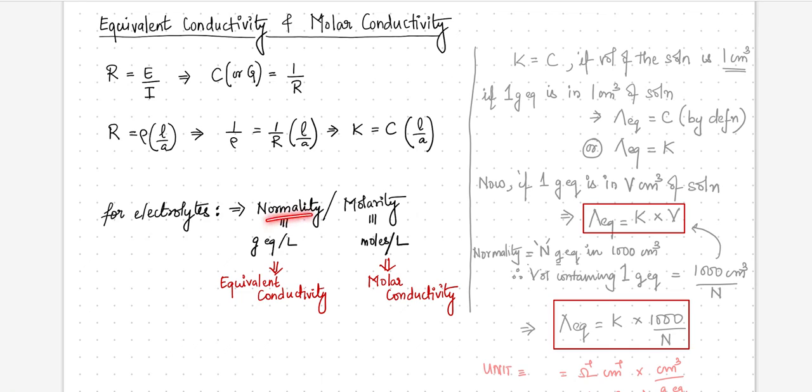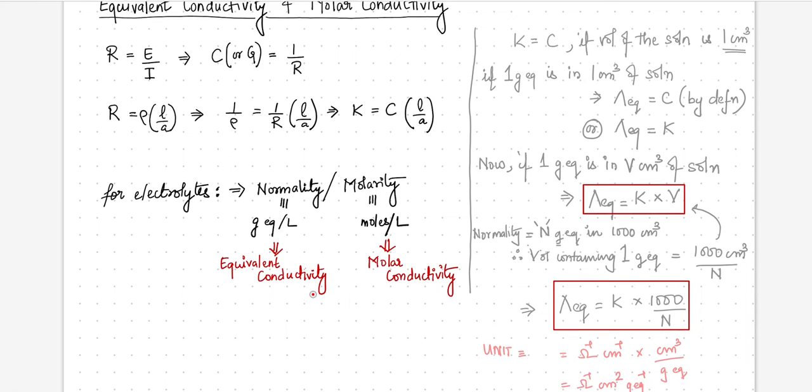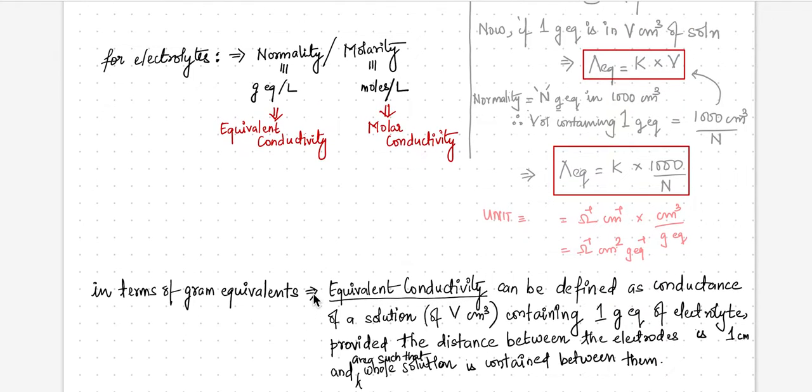For example, when we are talking about normality, the conductivity that we talk about is the equivalent conductivity. At the same time, when you are using molarity as a concentration term, the conductivity that you talk about is the molar conductivity. So these are the two different conductivity terms that we use in electrolytic conduction. So let's first start understanding the equivalent conductivity, and let's try to define what we mean by equivalent conductivity.